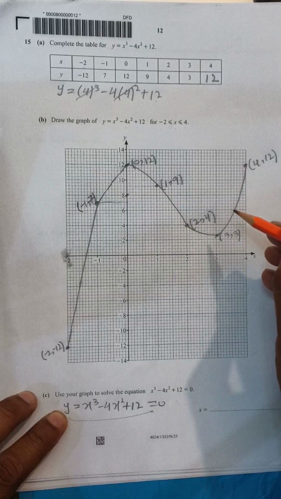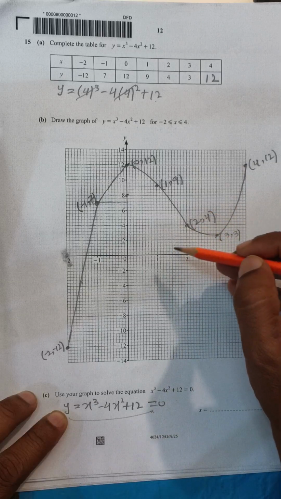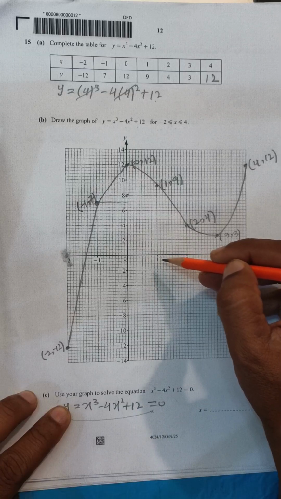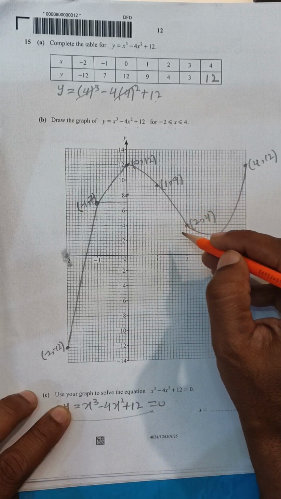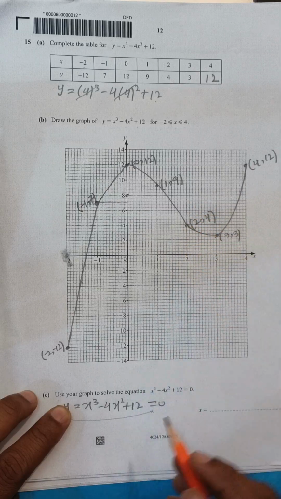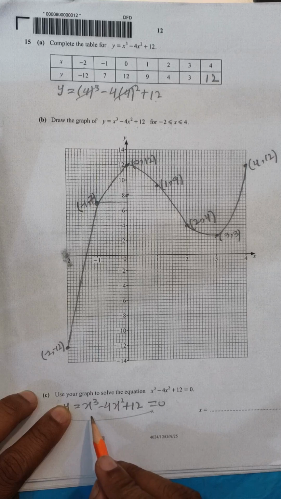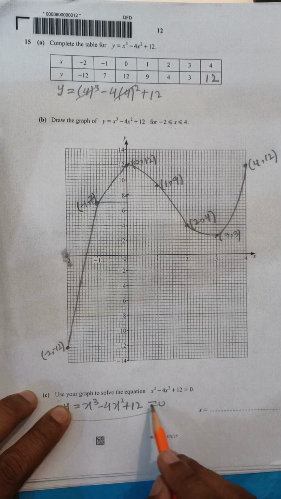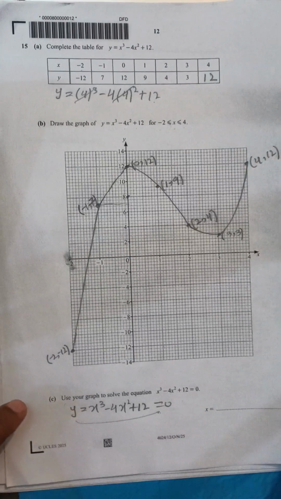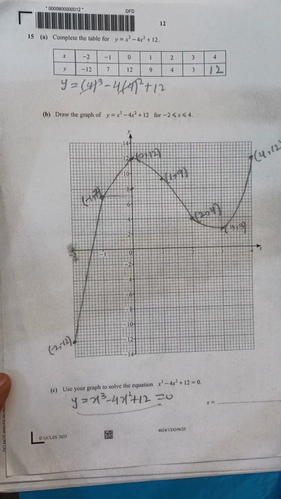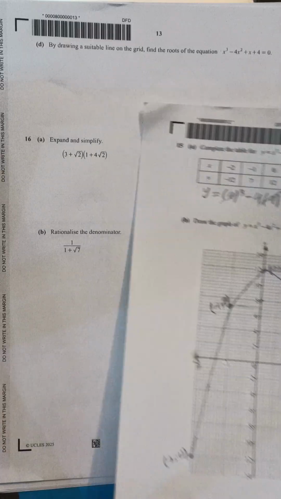Where is y 0? So what is the value of x when y is 0? We need to find out this cubic equation in the way where y is 0 and this one is x. Okay, so now, just a minute. First of all, let's try to solve the next part of this question.